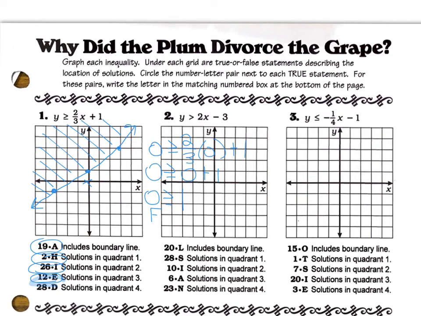So down at the bottom, in 19, you'll write an A. 2, you'll write an H. 26, you'll write an I. 12, you'll write an E.